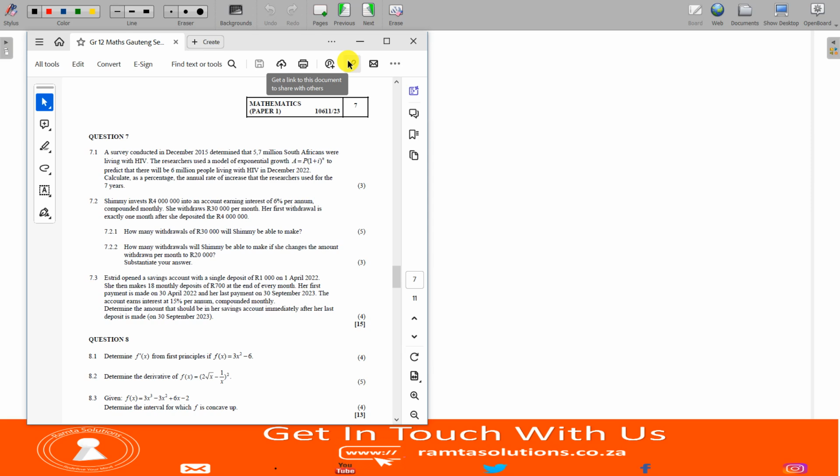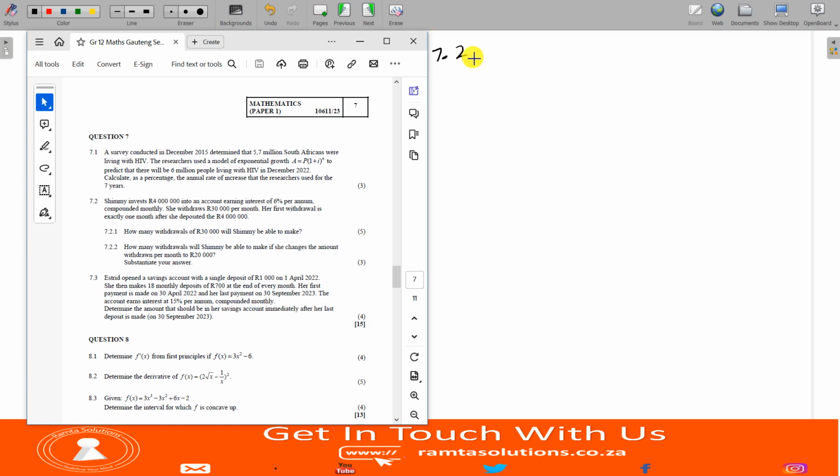Okay, let's proceed. Now, 7.2, let's see what it says. It's talking of Shimi. Shimi invests 4 million rands into an account earning interest of 6% per annum compounded monthly. Oh, Shimi is a woman. She withdraws 30,000 rands per month. Her first withdrawal is exactly 1 month after she deposited the 4 million rands. 7.2.1: How many withdrawals of 30,000 will Shimi be able to make?